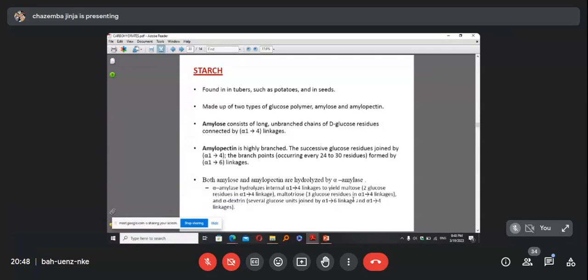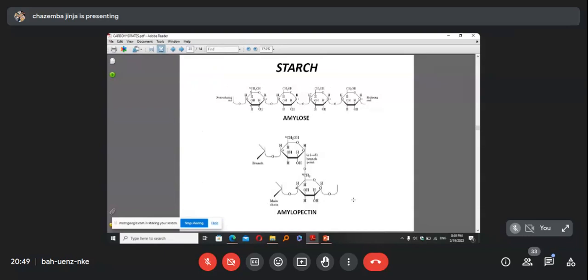Alpha amylase is the enzyme that hydrolyzes the internal alpha 1,4 linkages to yield maltose, which is 2 glucose residues, and maltotriose, which is 3 glucose residues, and so on and so forth. So the amylase enzyme works on both amylose and amylopectin to break them down into maltose.